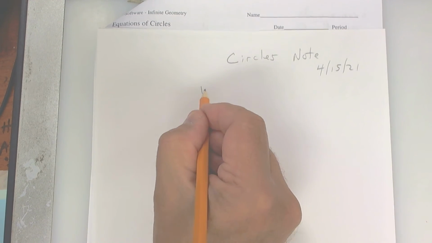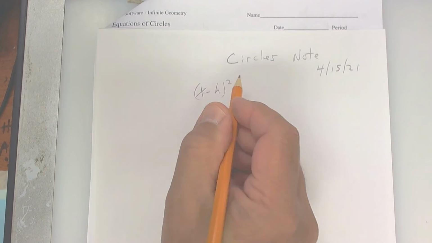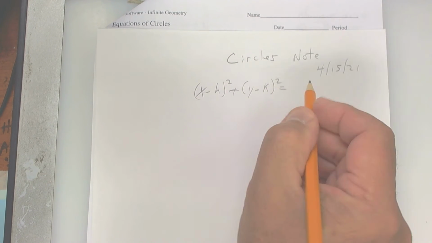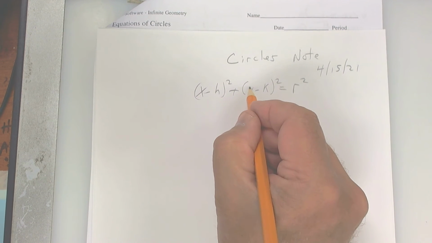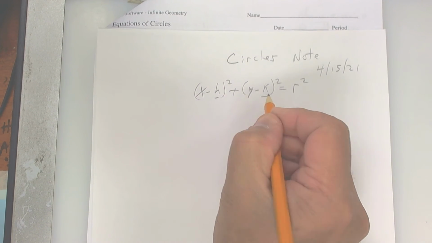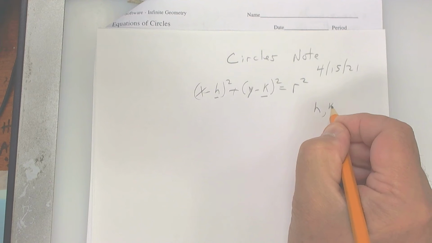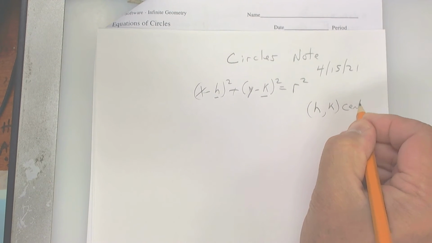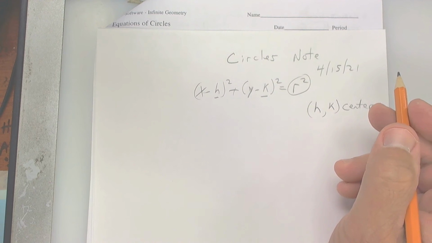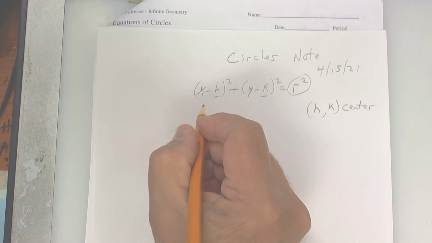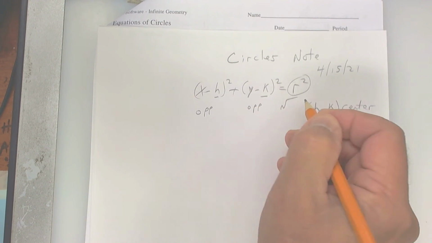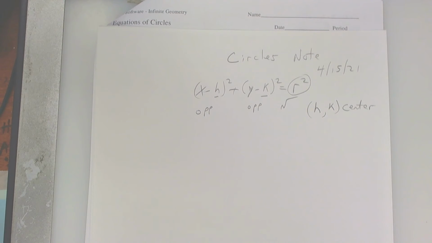So it's x minus h quantity squared plus y minus k quantity squared equals radius squared. Okay, so this is the center of the circle, HK. So HK is the center, and the radius is the square root of that. Okay, so let's look here. This is what you memorize. Opposite, opposite, square root. Say that to yourself and memorize that. Put a star by that.